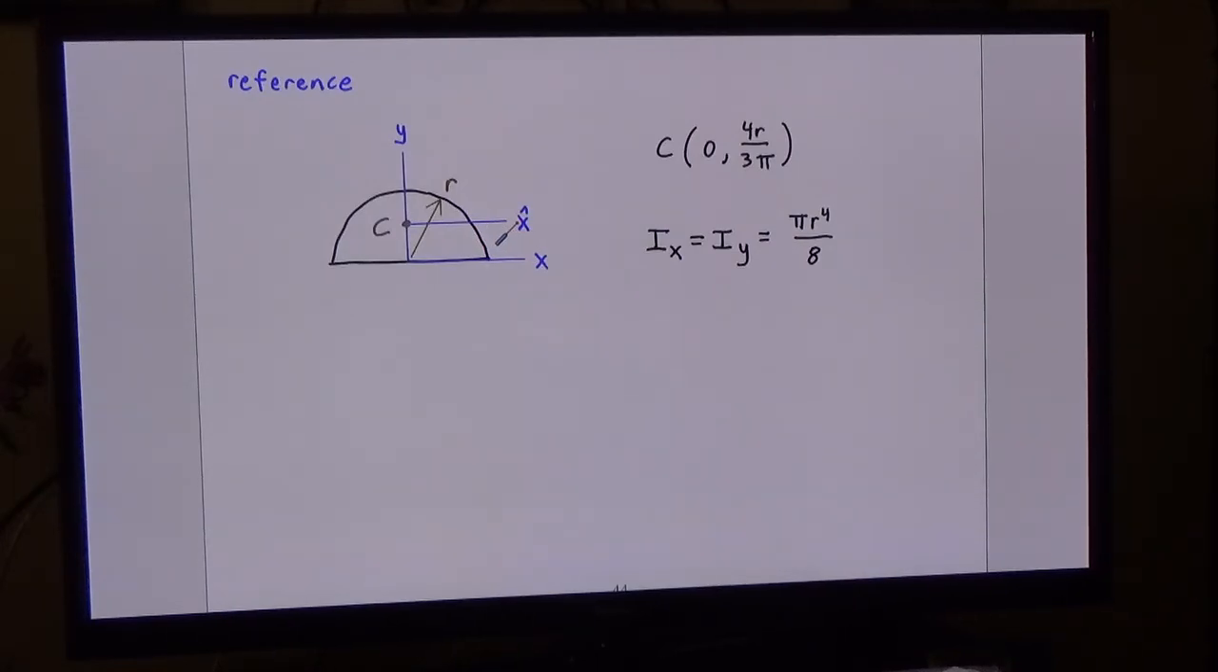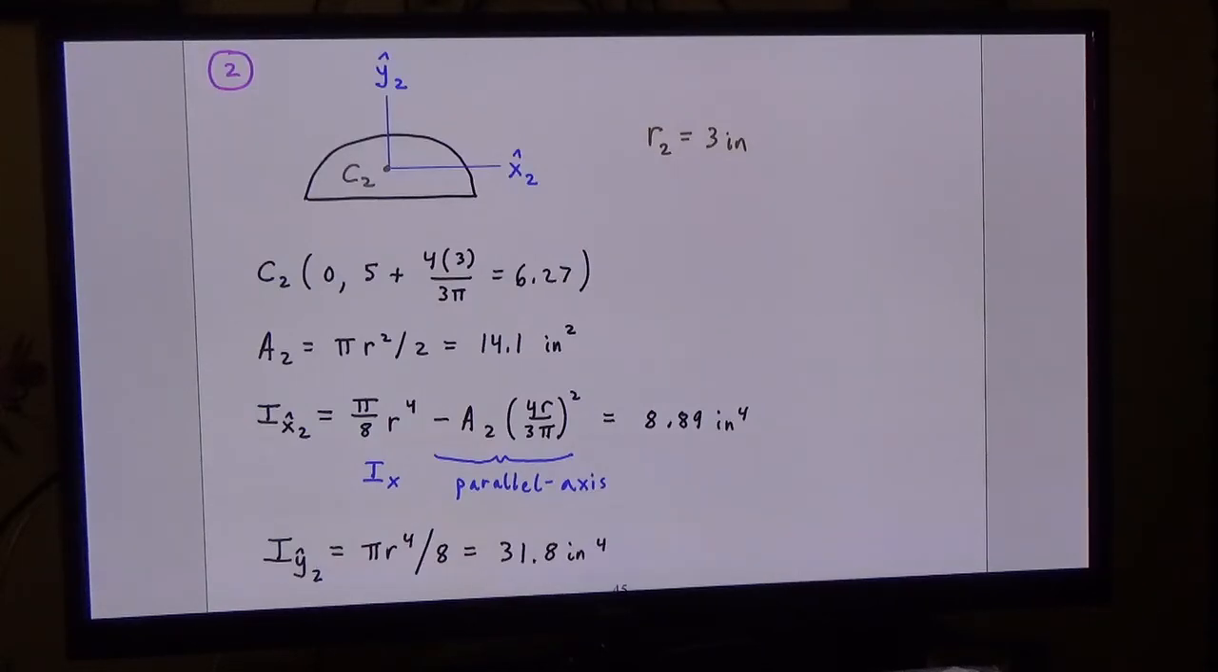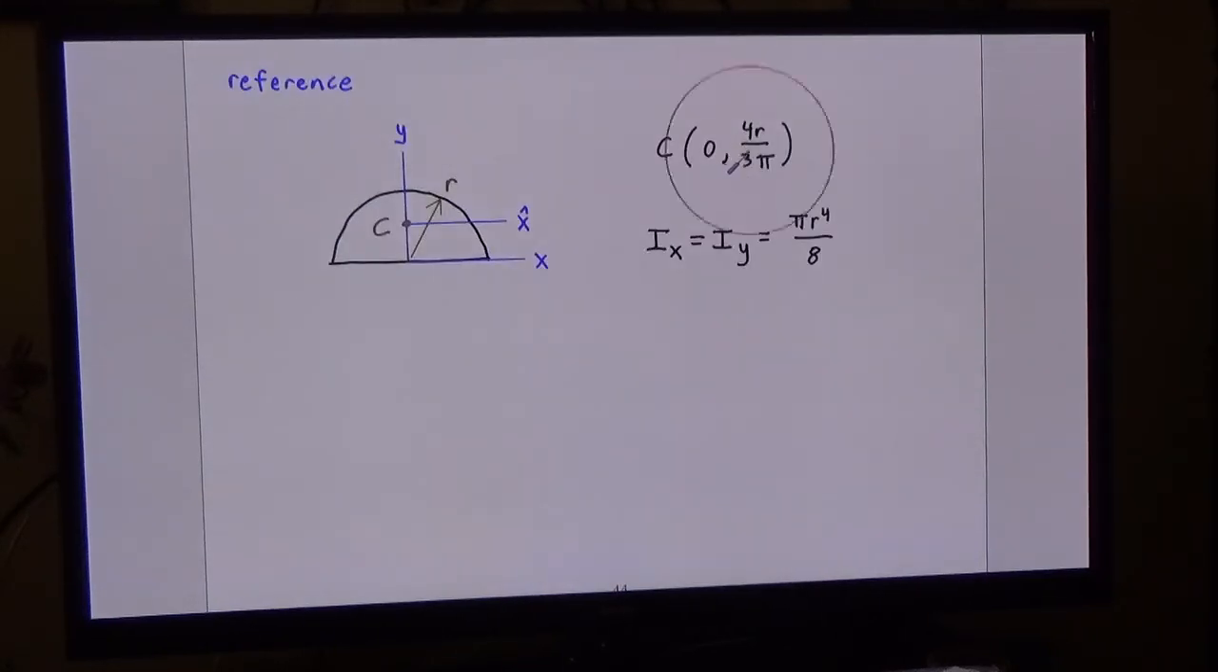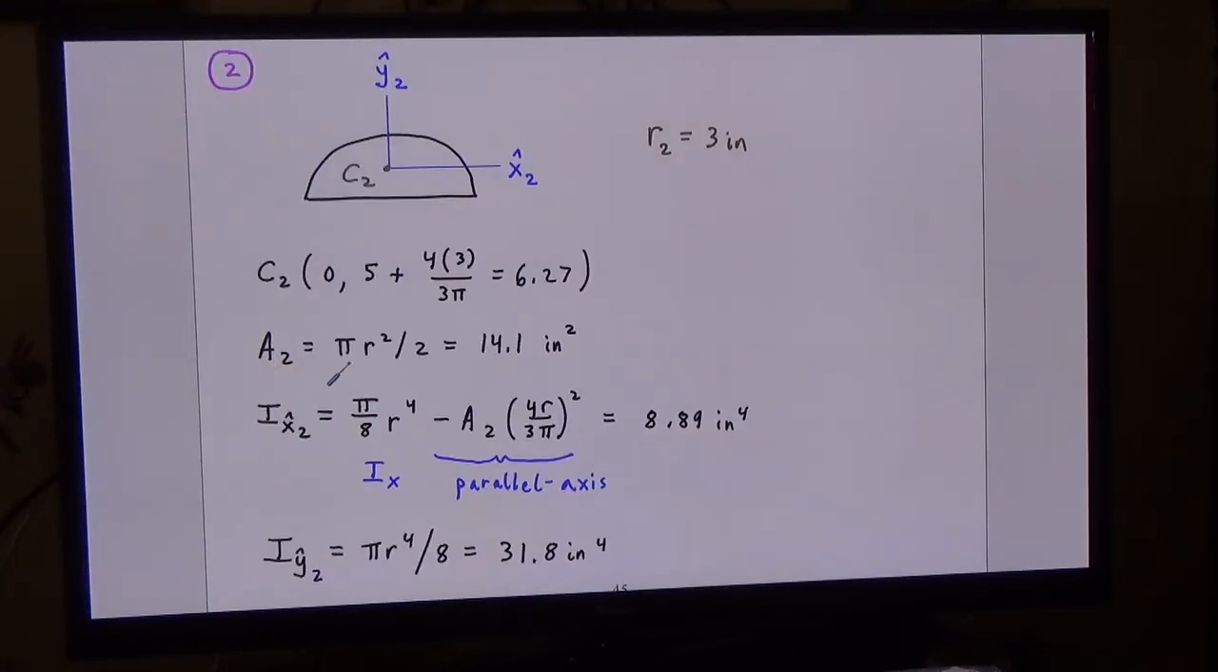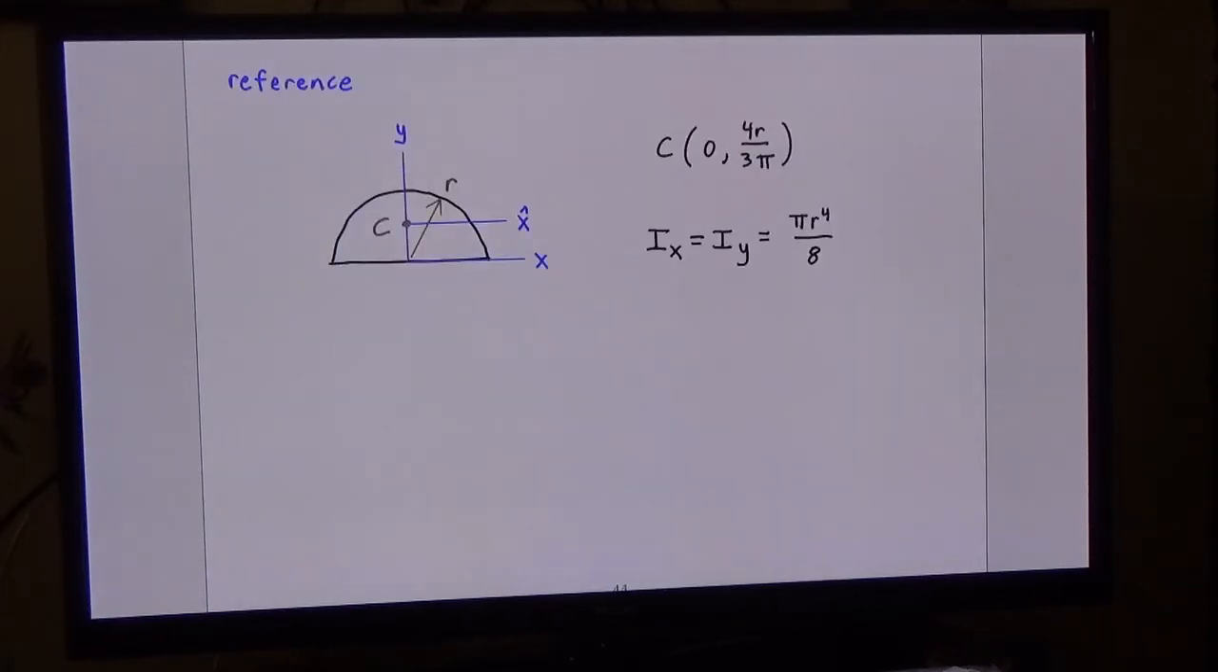So, for part number 2, when I set it up, I, as before, define the centroid location. Here, notice I'll have, for the y term, a 4r over 3 pi. That's from this location of the centroid. The area is just the area of a circle divided by 2. For I about x hat, my reference figure gives me I about x is pi r to the 4th over 8. But I actually need to then calculate I about x hat.